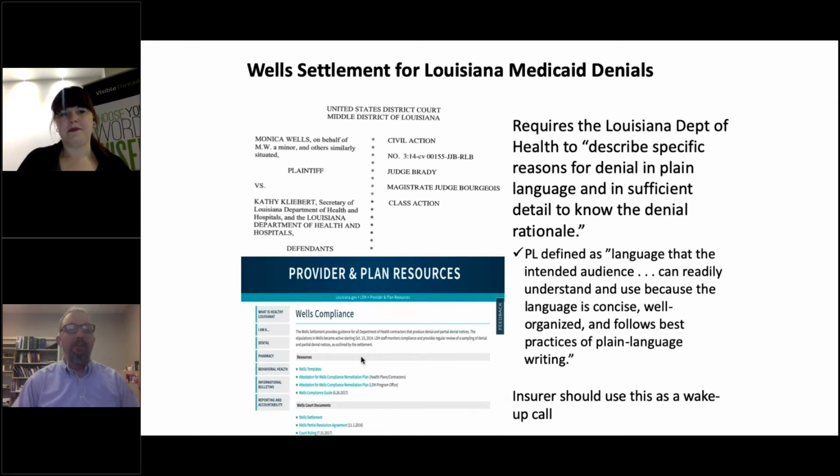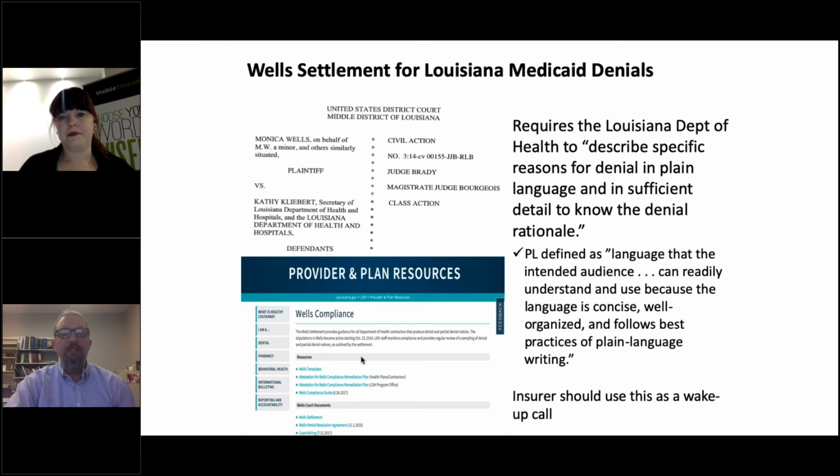Now, for the health insurers on board, I want to talk a little bit about the Wells settlement. This happened in the state of Louisiana in the US regarding Medicaid denial. There was a lawsuit over a person who didn't understand that their Medicaid was denied and didn't know how to fight that. This resulted in a lawsuit which was settled. The settlement requires the Louisiana Department of Health to describe specific reasons for denial in plain language and in sufficient detail to know the denial rationale. And you can see how it defines plain language here.